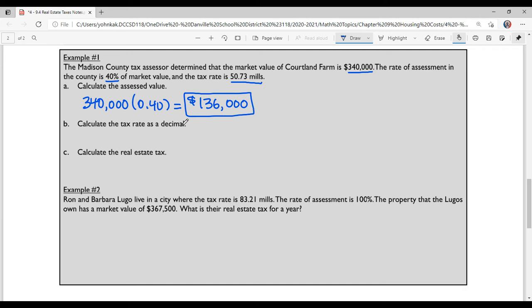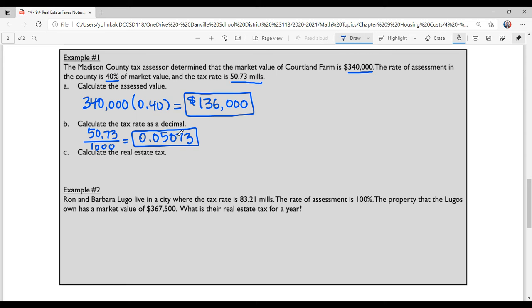And so the tax rate as a decimal is going to be whatever the mills are, which is just a unit of measurement, divided by 1,000. So this is called the tax rate. It basically means for every dollar that your house is worth, you're going to pay 5 cents.